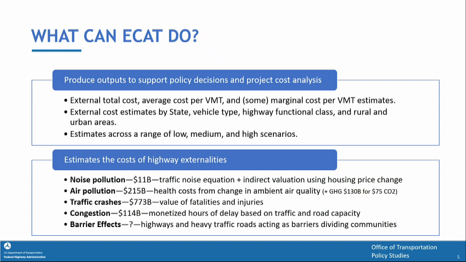The next category is air pollution. This is a much higher magnitude so far. We estimate it's around $215 billion. And we do this through a combination of EPA models, MOVES, which allows us to get the emission rates from vehicles, as well as a model called COBRA, which can simulate the health costs from a change in ambient air quality. So we use our traffic data combined with emission rates to look at what is the impact on air quality, and then what are the health costs of that air quality. And the costs are very sizable.